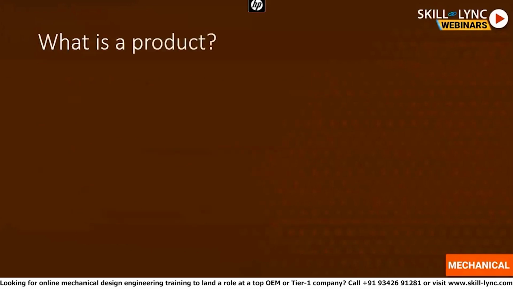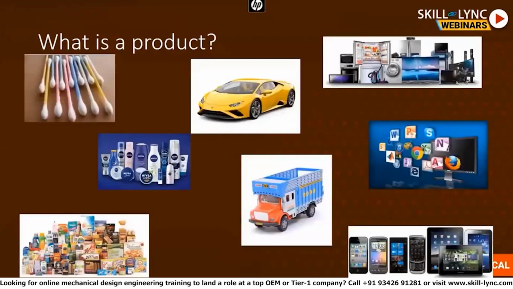First of all, what is a product? I wanted everyone to interact, but unfortunately, we don't have that option today. It's okay. The product can be anything, starting from a small cotton bud or a food, potato chips, or whatever it may be, to a big object like a car or a truck. The things which are produced for the consumption and utilization of the public, we usually call a product.